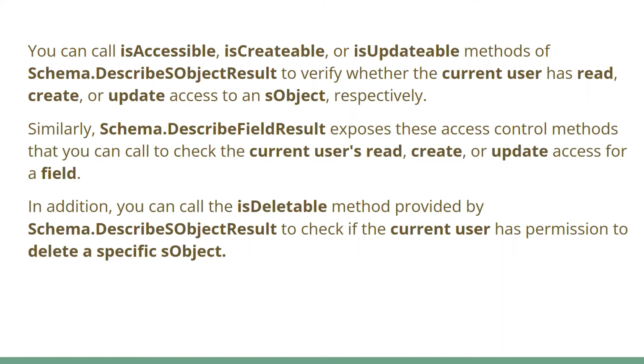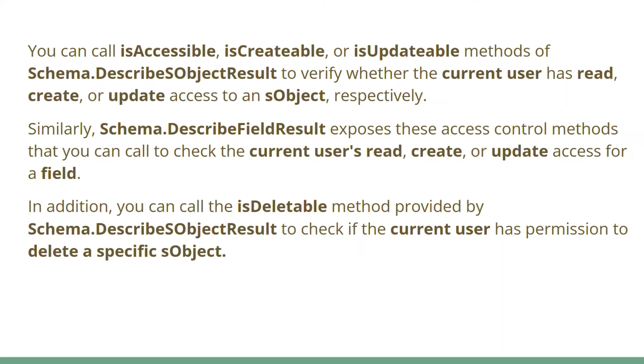So one is DescribeSObjectResult and one is DescribeFieldResult. SObject result will check the object level permission: if a user has read access on account, if a user can create account, if a user can update account. Then on account we have the name field. So DescribeFieldResult will check the field level permission, like on the account object we have the field name. On name, can we read it? Okay, fine, it will be checked by isAccessible. Can we create or can we update that field? It will be checked by isCreateable and isUpdateable.